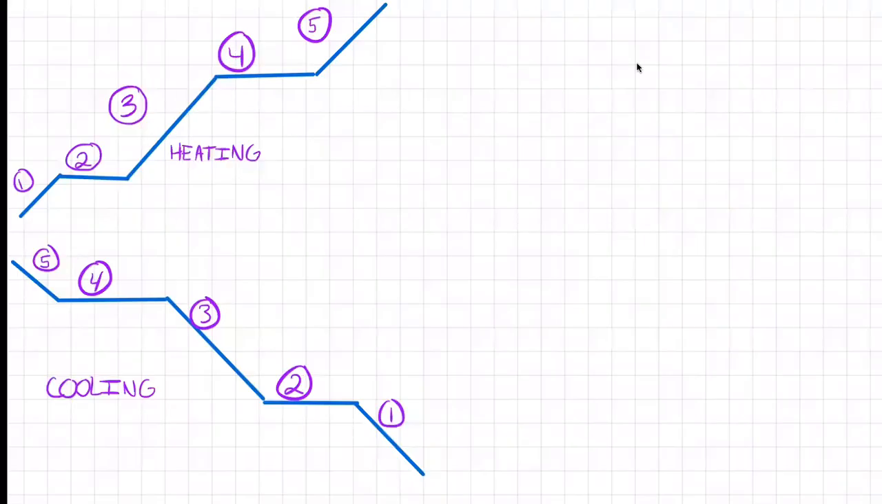In this video, I'm going to be going over how to do some of our calculations for the two equations we have when it applies to a heating or cooling curve. First thing to note is that we have a heating and a cooling curve that are the same thing, just the reverse of each other.